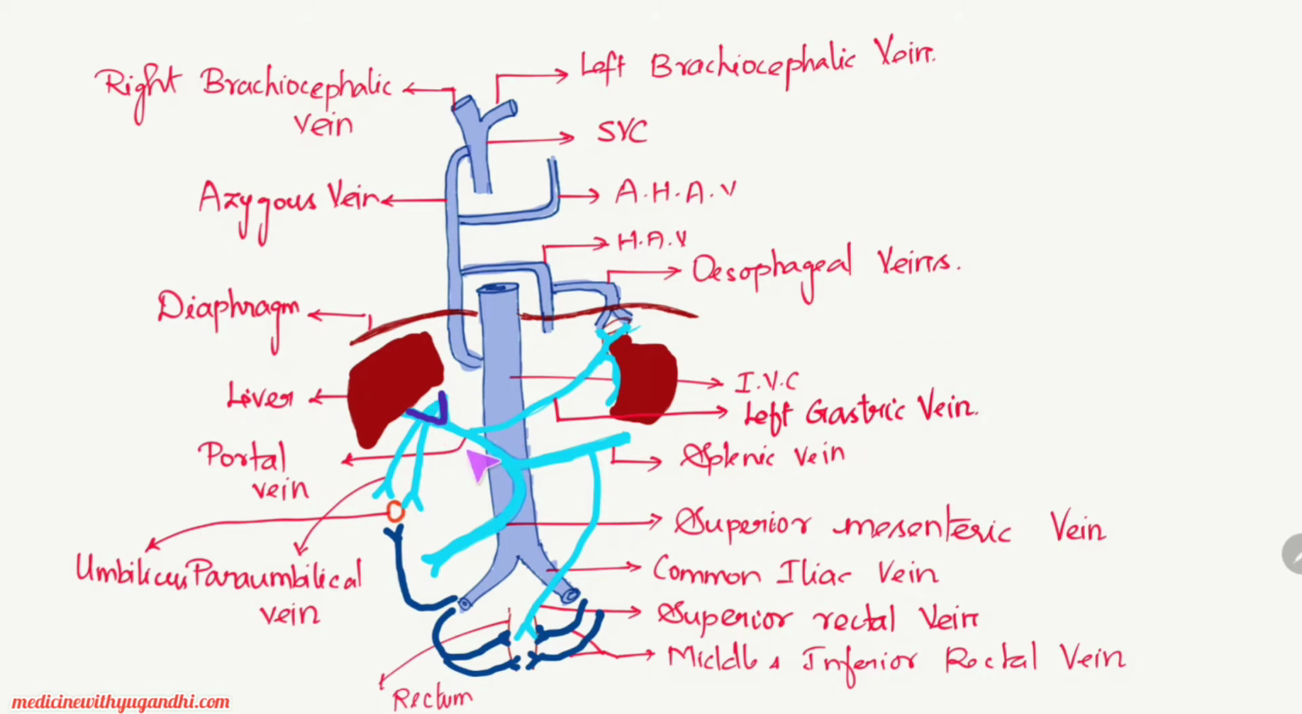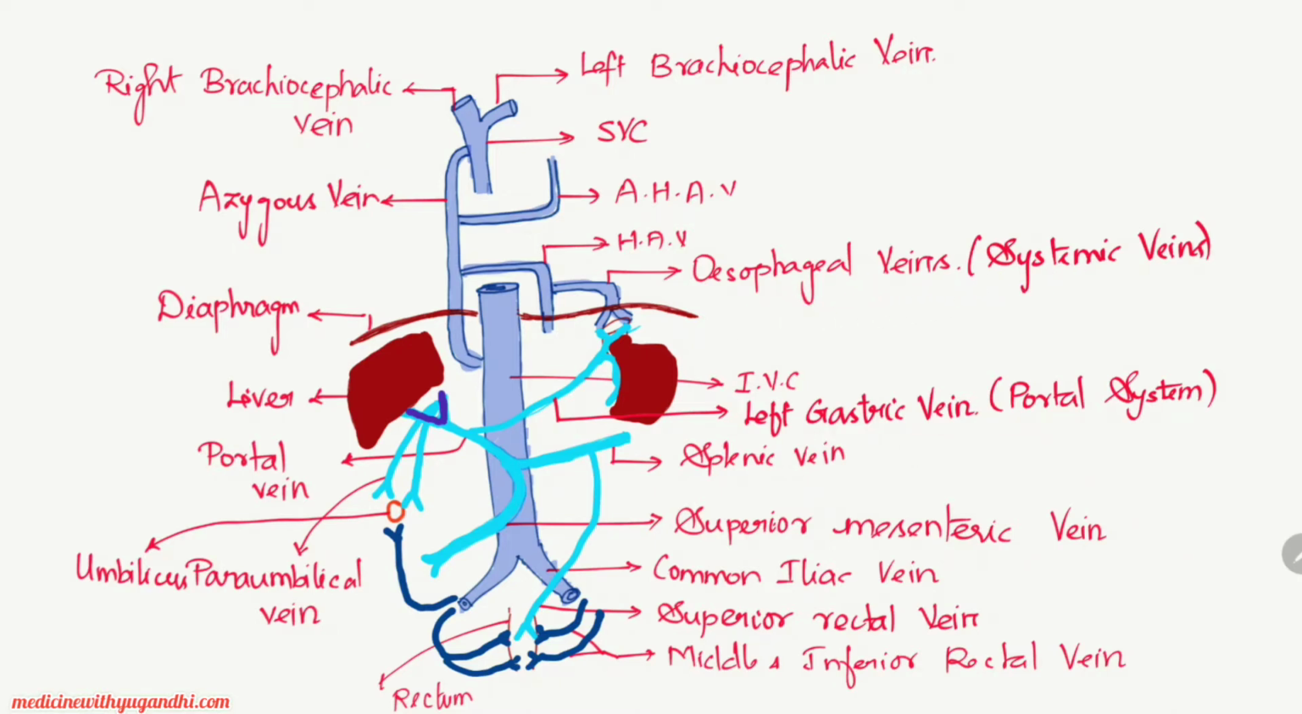Since it drains into the portal vein, this comes under the portal system. And here you could see the esophageal veins drain into the hemiazygos vein, and finally it drains into the superior vena cava. And thus esophageal veins are systemic veins, and the left gastric vein is the vein under the portal system.